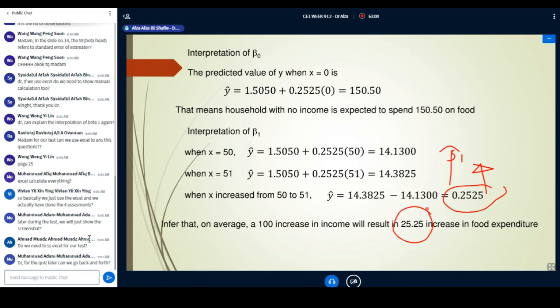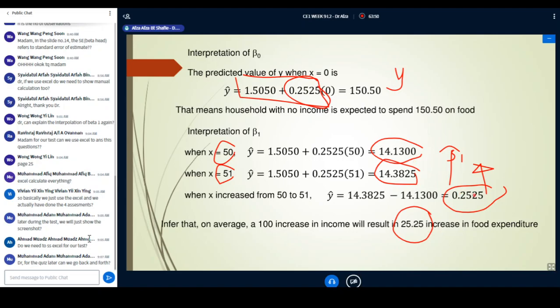So what it means is just that if I increase from 50 to 51, that means I increase by 1. My y hat will change from 14.1300 to 14.3825. Okay, so this is what it means. And if I take away, this increase is 0.2525, which is basically, if I go back to the equation, this is the value, right? 0.2525.